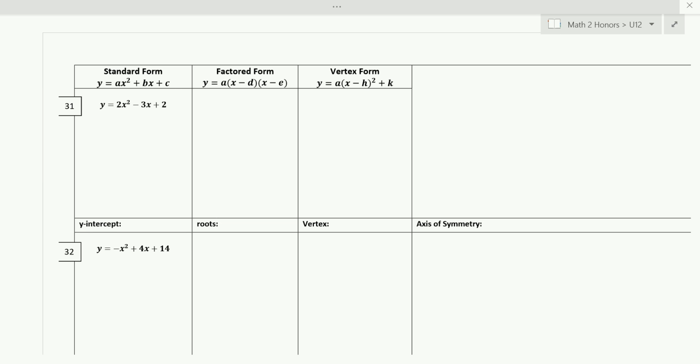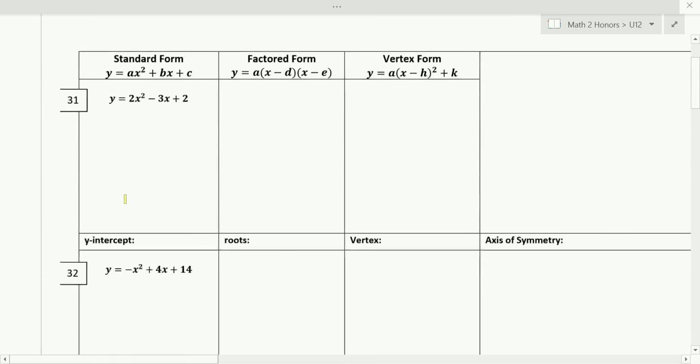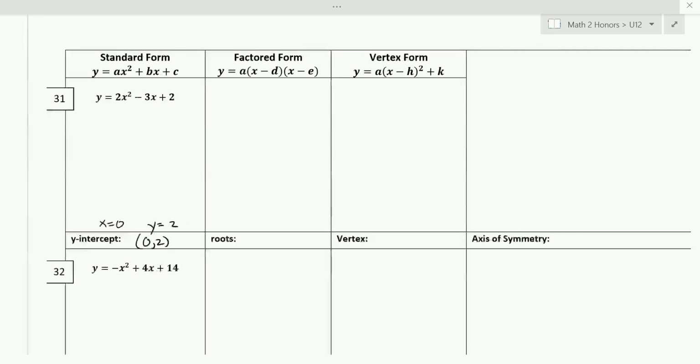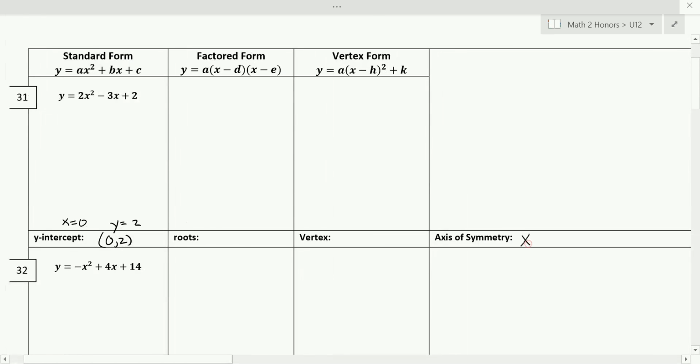So first, find the y-intercept, which is plug in 0 for x, and you get y as 2, so (0, 2). Then the first thing I want you to memorize is x equals negative b over 2a. And that goes with your axis of symmetry. So plug it in and find out what that is.